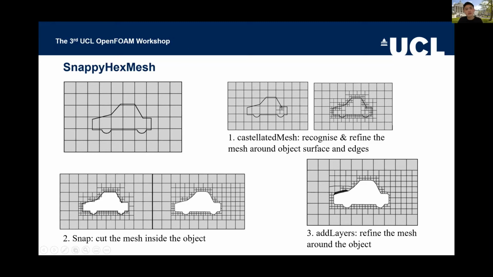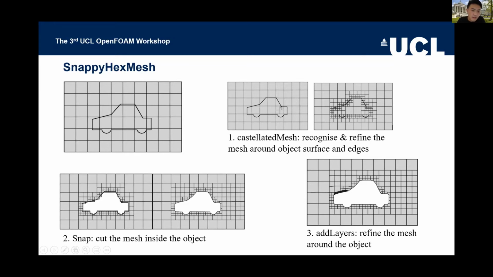The first step is called calculate mesh. It locally refines the mesh around the object body and the edges. So you can see when it identifies overlap, it will do some refinement here. Eventually the refinement will be across the overlap edges, and this step is called calculate mesh. And then slab is to cut all the mesh inside.